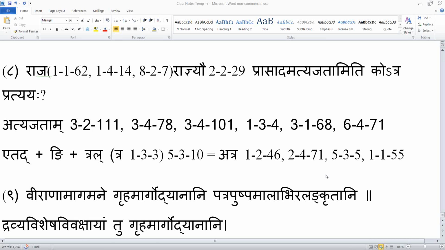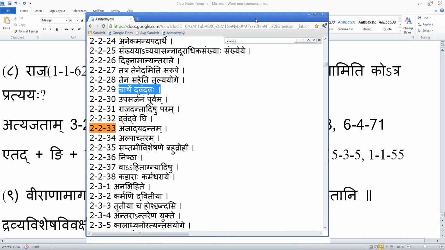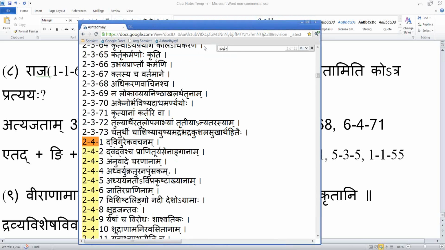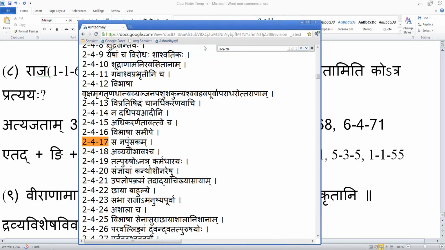Now remember one thing: it is Sanapumsakam. You get that because it's Samahara Dvandva, Samahara Gesti, Napumsakalingam. And then remember our sutram which says Rasva Napumsake Pratipadikasya.